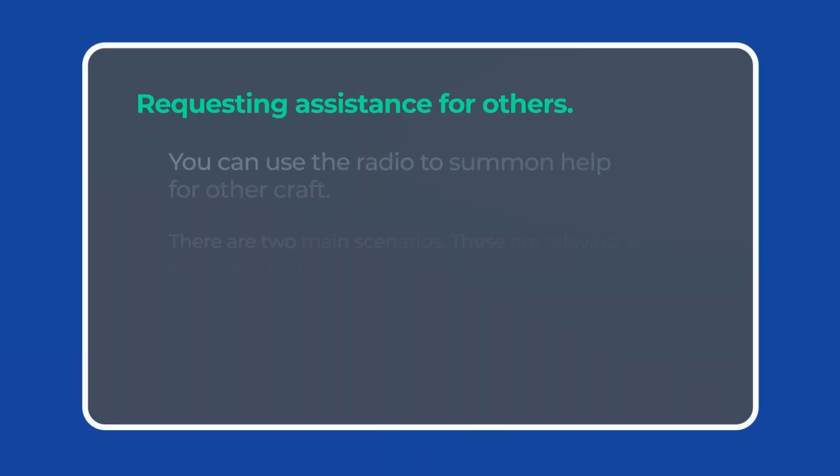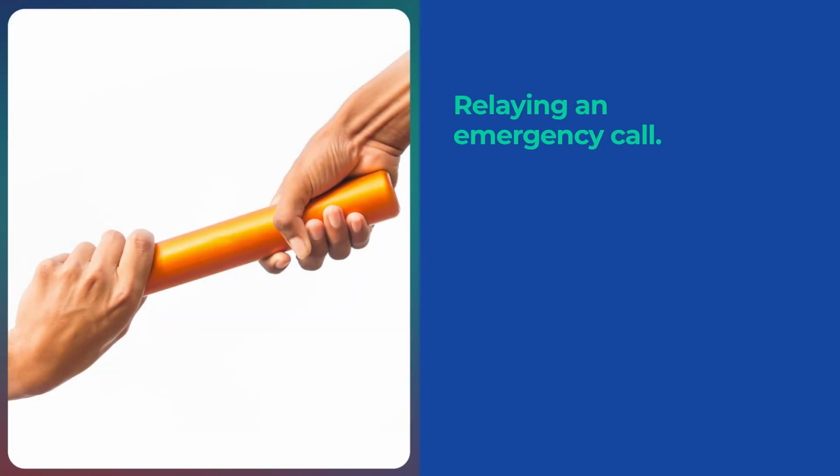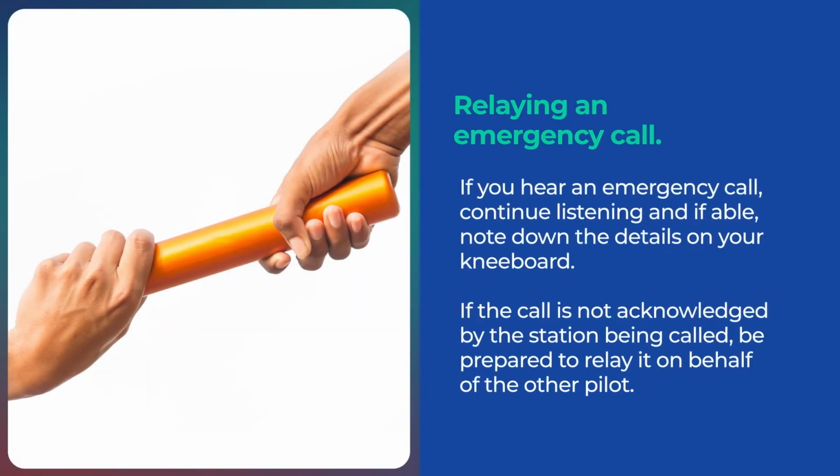We'll now look at how we can use emergency calls to summon assistance for another craft. There are 2 scenarios we will look at. The first explores how a pilot can relay an emergency call if they ever hear one go unanswered. In the second scenario, we will look at how a pilot can summon assistance if they identify another craft is in trouble.